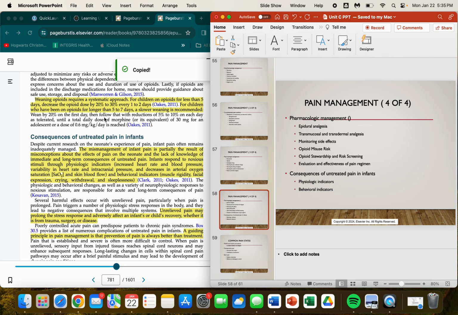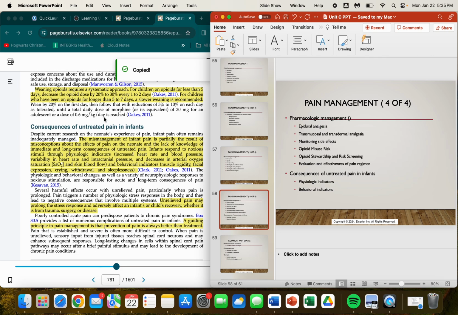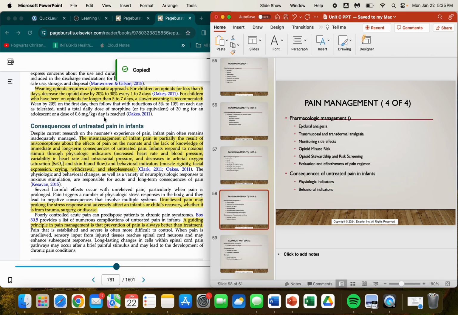For children on opioids less than 5 days, we can decrease that by 20 to 30% every 1 to 2 days. For children who have been on it longer than 7, we should probably wean it a little slower.